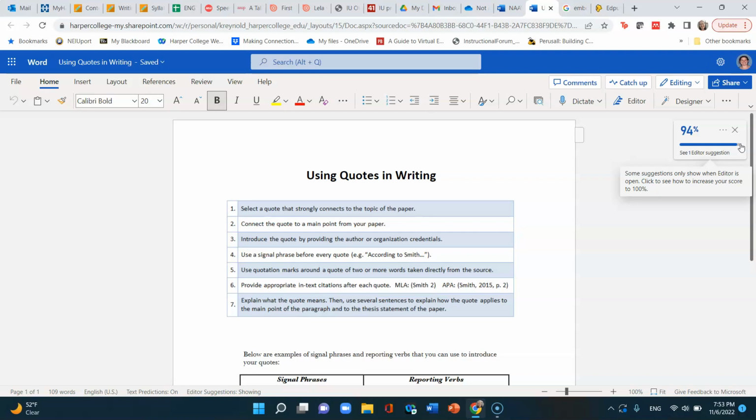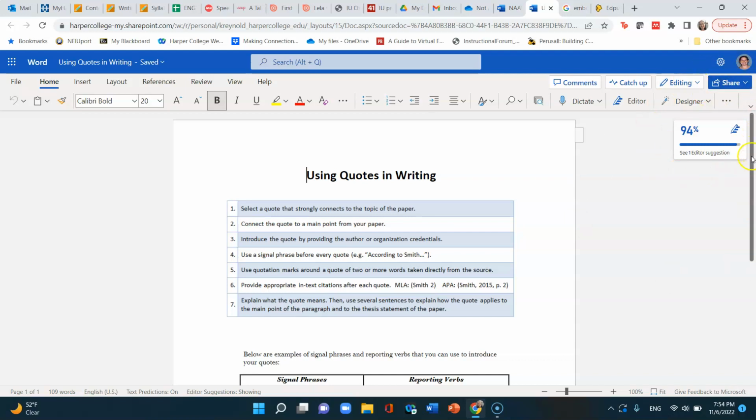So if you're writing about 3 different people, you need to make sure to write about the 3 people in the correct paragraph order. Number 3, introduce the quote by providing the author or organization credentials. So in the case of our project, you are just going to be saying Pasquale said, or Pasquale, something about Pasquale, right? Because she is the only person that we are probably quoting. Number 4, we use a signal phrase before each quote.